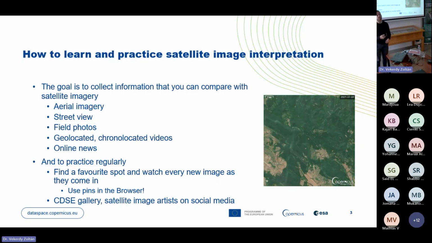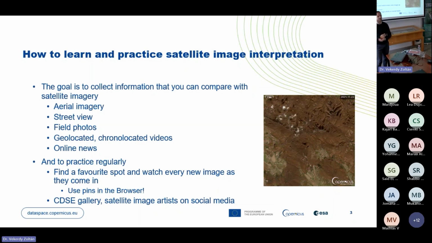Field photos, always a good thing. So if you can have photographs of your own field work or somebody in the field, or, I don't know, landscape photographs of somebody's outdoor trip, it's always nice to compare them with satellite imagery.